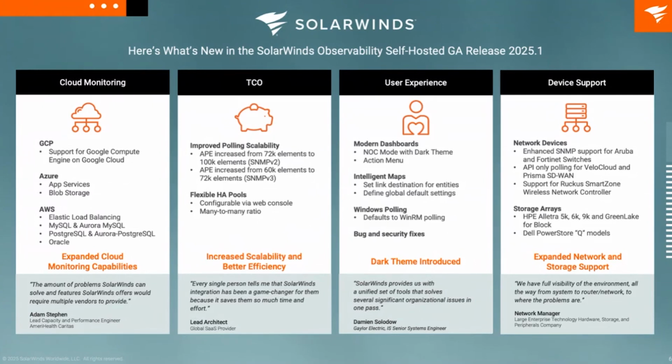And then within the HA GUI, user experience continues to evolve with modern dashboards, NOC mode, dark theme, and continued improvements with intelligent maps. We're looking to get default polling into just WinRM instead of WMI. And then device support continues to expand, right? So more things for Aruba, Fortinet switches, moving also towards some API-only based approach to monitoring some networking devices. And then again, continued expansion on storage arrays, which is great.